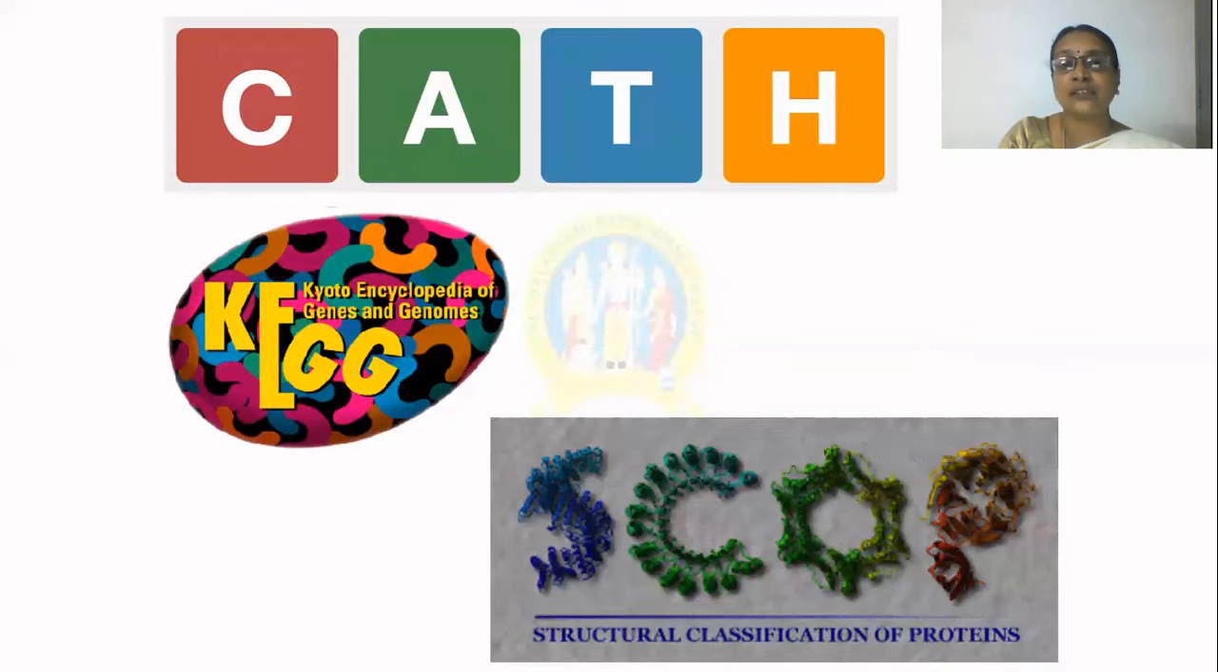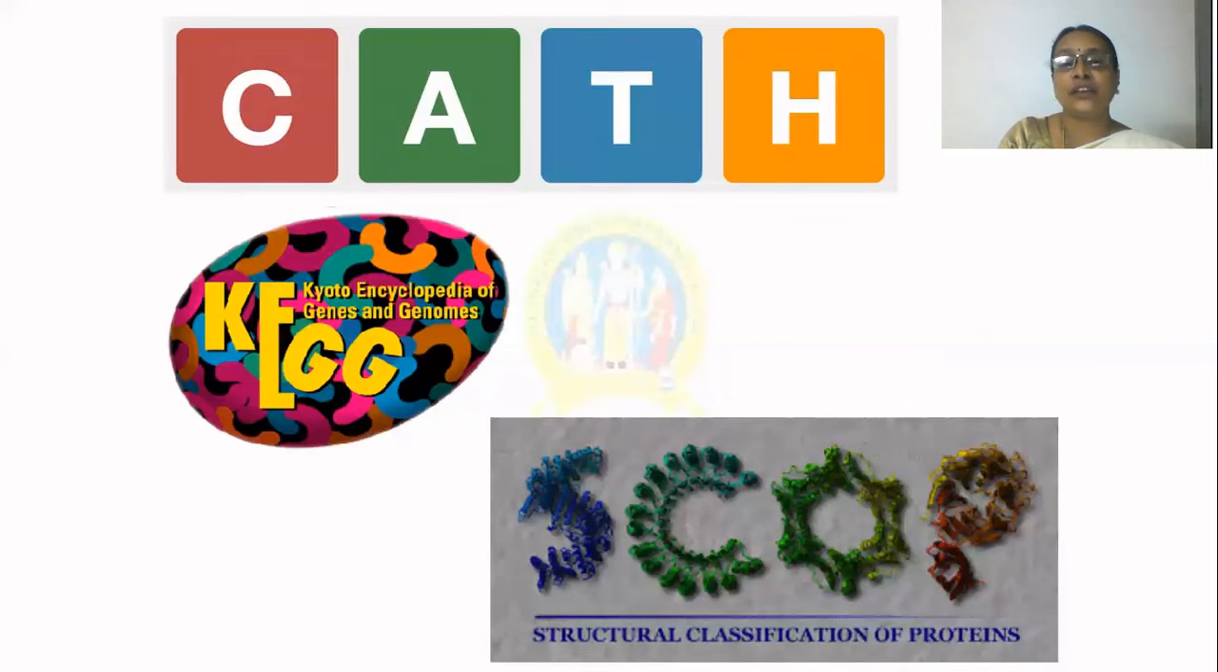Now we are seeing the logos of secondary structural databases. The first one is CATH. The expansion is Class, Architecture, Topology, and Homology. This is predominantly a structural database containing every possible information pertaining to class, architecture, topology, and homology of proteins.